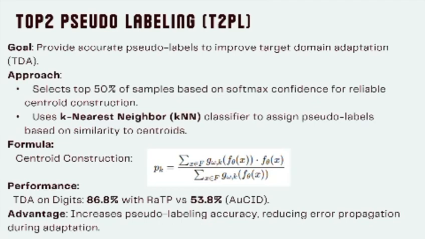Next is Top-Square pseudo labeling, which helps in target domain adaptation. The approach is we select the top 50% of samples based on softmax confidence and then construct the centroid. The centroid construction formula is given below. And the performance impact of Top-Square pseudo labeling is also visible here. The RATP TDA score is 86.8% on the digits dataset, which is comparatively higher than other models.